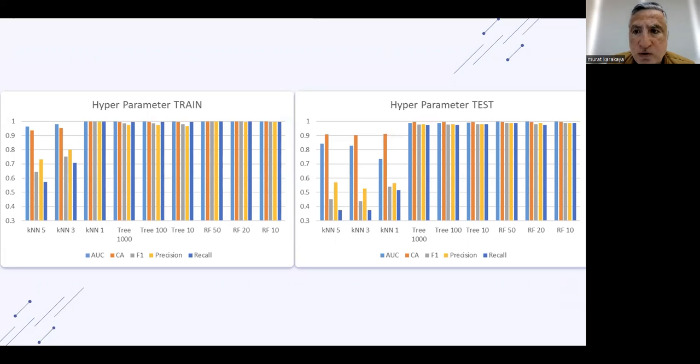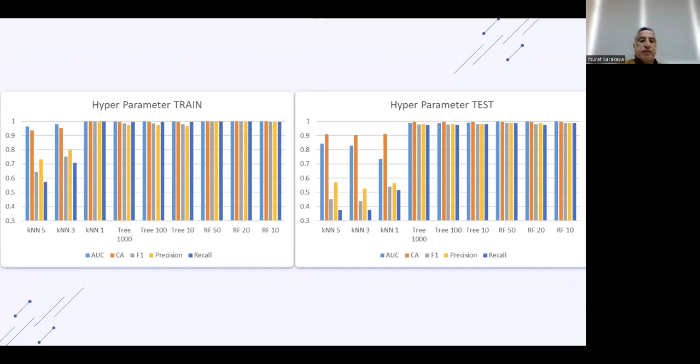Now it's a good idea to present these visual figures, bar charts, to convince the audience that some model, some hyperparameter is better with respect to some metrics than others. So it's a good habit to present like this.